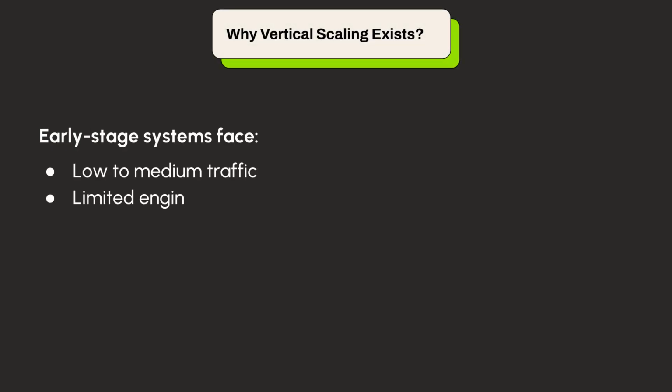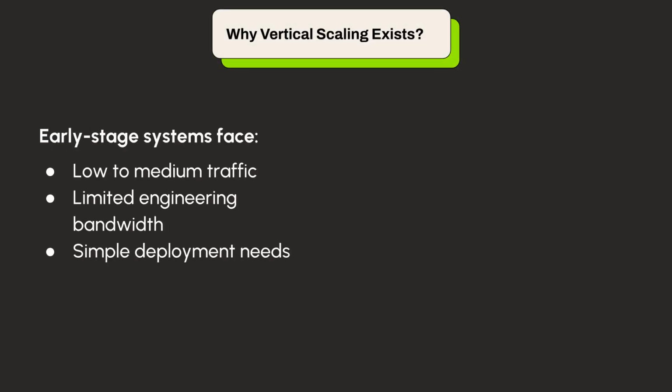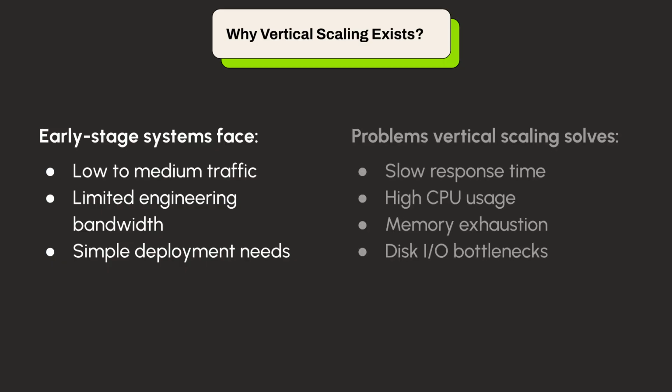In real systems, performance problems appear long before architectural limits. Early-stage products usually face slow responses, high CPU usage, or memory pressure. Not massive distributed traffic, just simple deployments. Vertical scaling exists because it provides the fastest possible fix. Instead of weeks of redesign, you can solve the problem in hours by upgrading the machine.